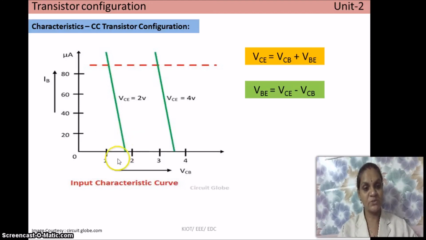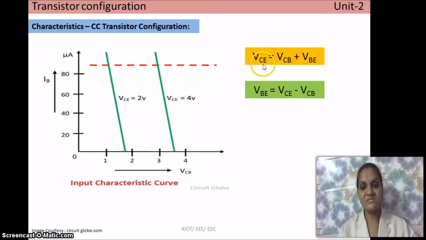Let's see how this is working. So we are taking the input voltage VCB on the x-axis and input current IB in microamperes on the y-axis. And this characteristic is plotted by keeping VCE constant. So you have to keep this expression in mind for understanding this characteristic.